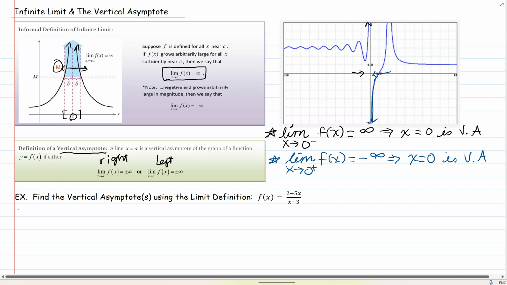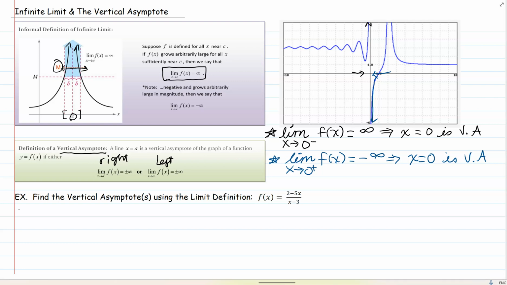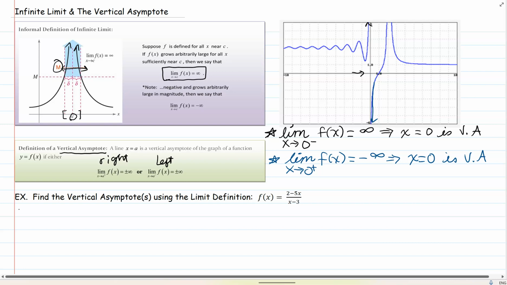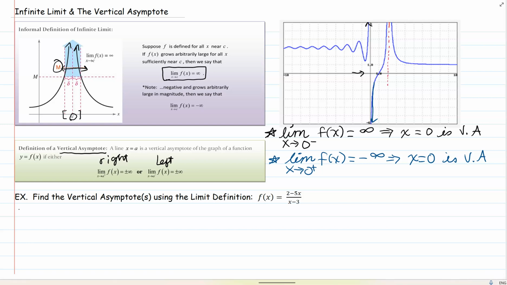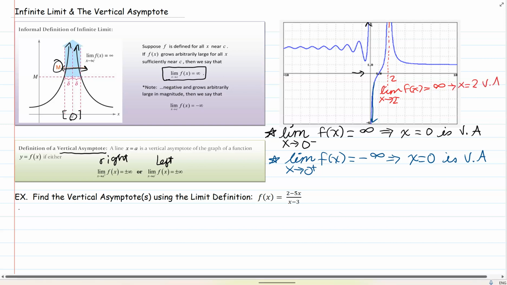Where else do we have a vertical asymptote here? Right at this moment right here. When x is going to 2 from the left and from the right, your function is going way up. So x equals 2 is also your vertical asymptote. We're saying the limit as x goes to 2 from the left of f of x is infinity. So we have x equals 2 is a vertical asymptote.